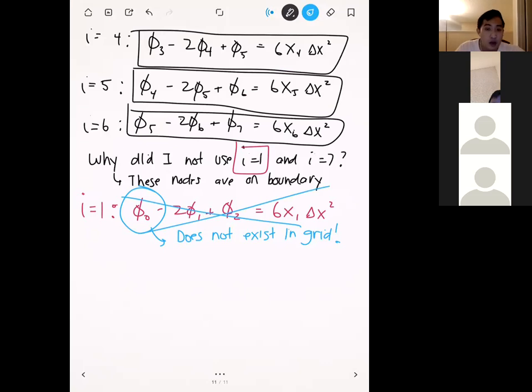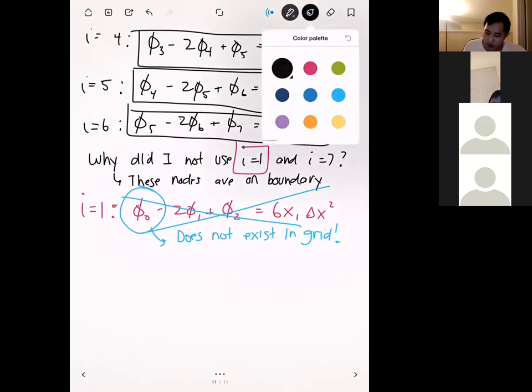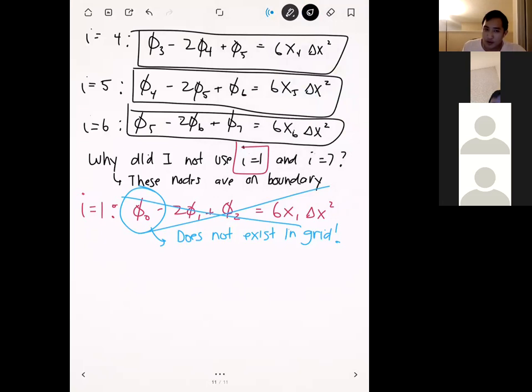You can do the exact same exercise for i equal to 7. At i equal to 7, you're going to get a phi 8 from our finite difference approximation, which doesn't exist because it's beyond the scope of our domain. So now we're a little bit stuck, because we know that we need 2 more equations. Right now we only have 5 of the 7, but we can't apply our finite difference approximation on our boundary nodes. So what do we do in these cases? In these cases, we can apply our boundary conditions.